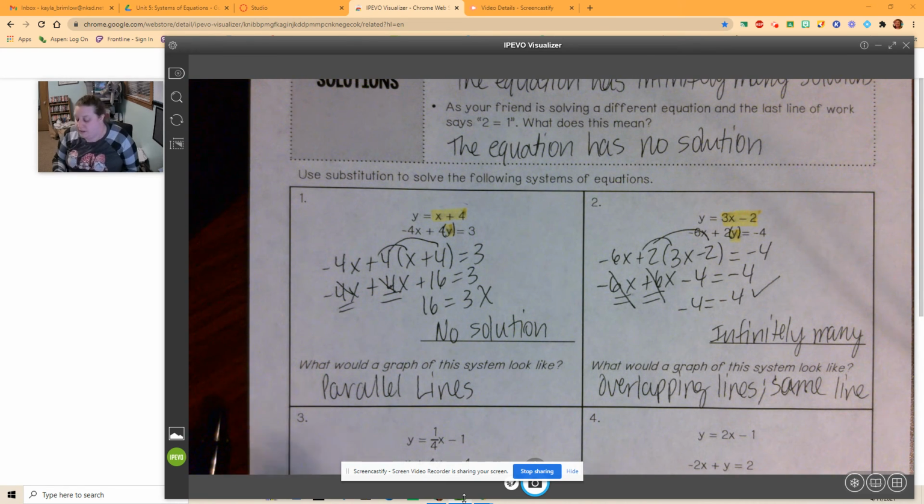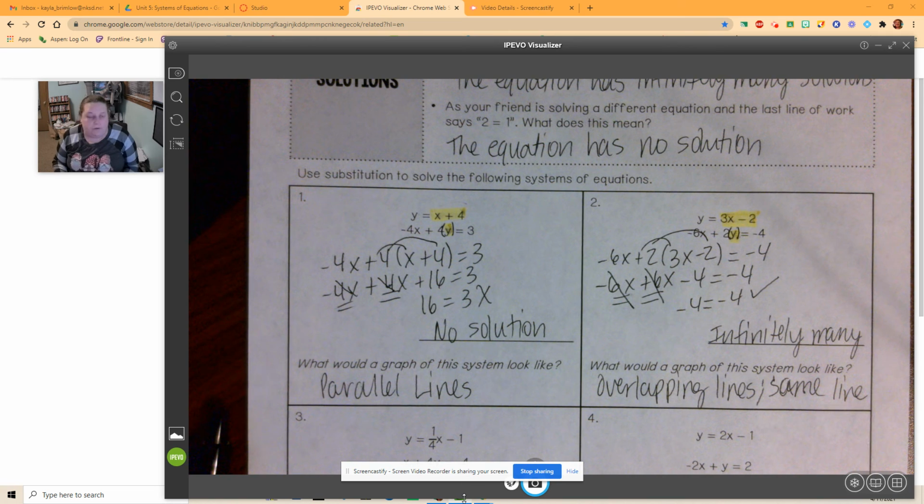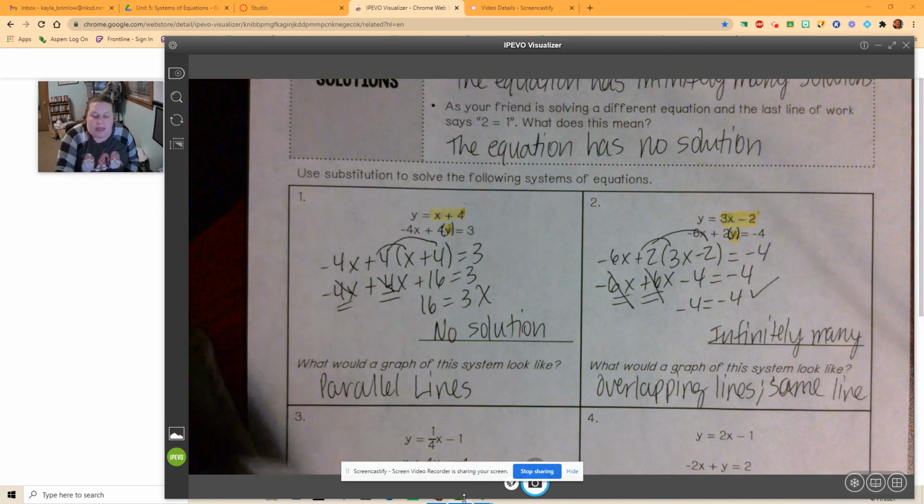All right. So you're going to finish these two problems. There is an activity in Canvas or there is a worksheet in the packet that goes along with these notes that you can do for practice. If you have any questions, let me know.